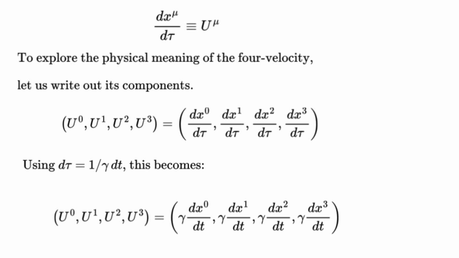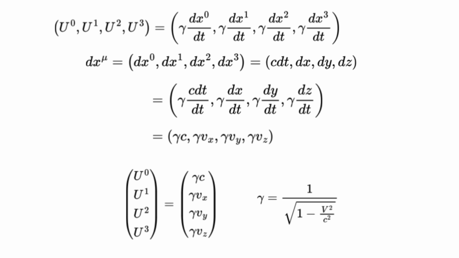To explore the physical meaning of the velocity, let us write out its components. Using dτ equals 1 over γ dt, this becomes... This shows the calculation process of expressing the velocity in terms of the coordinate components, so please pause and work through it at your own pace.